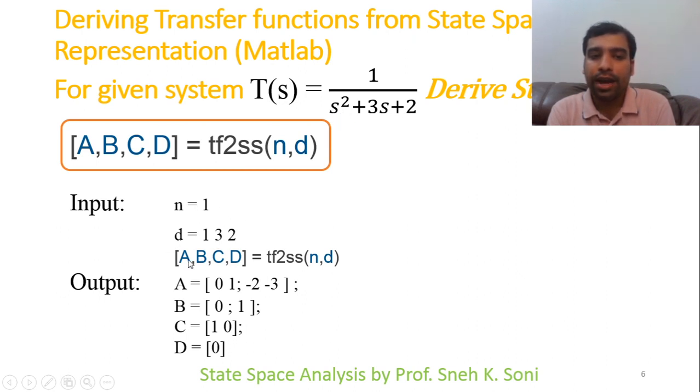Okay, and if I write [A, B, C, D] = tf2ss(num, den) and just give enter, then it will give me the matrices A, B, C and D. So this is the representation which we have also calculated through manual steps.